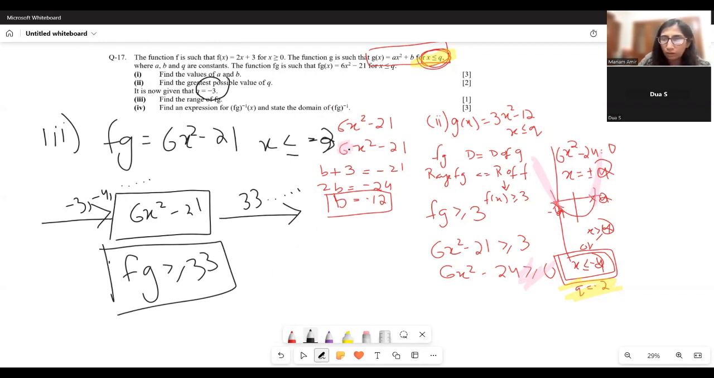Okay, a is 3, and b is minus 12. Okay, we're going to clear this now.